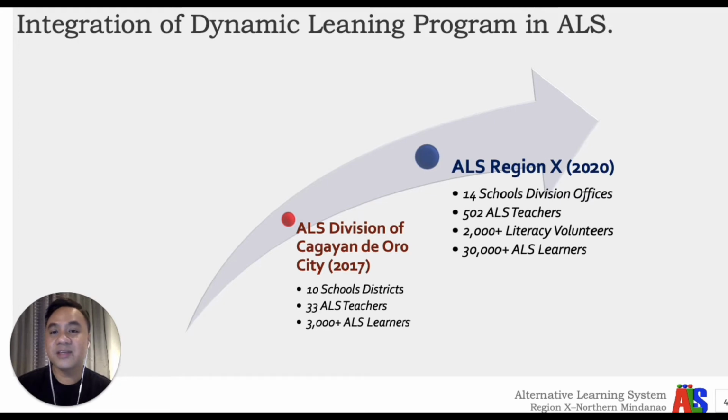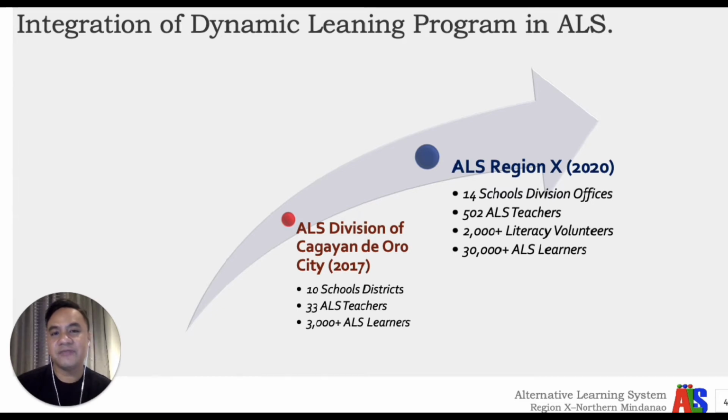However, in 2017, we already did the integration of DLP in ALS. This is in the ALS Division of Cagayan de Oro City. Actually, with this experience, our intentions were cemented to level it up, or to expand it, to the entire Region 10, wherein the expected beneficiaries are the 14 schools division offices of the region.